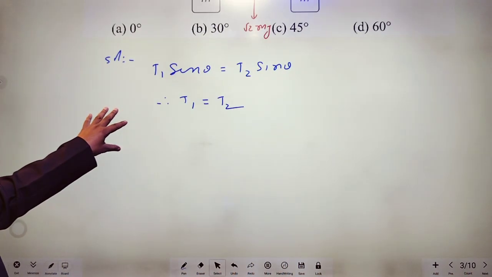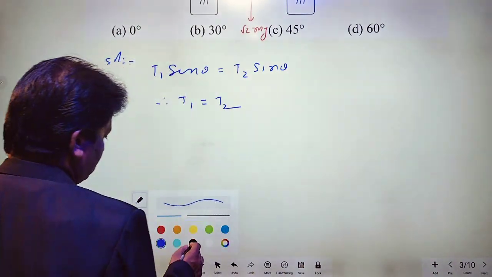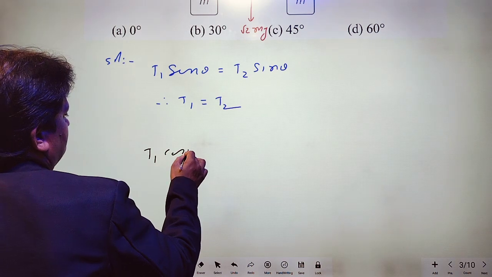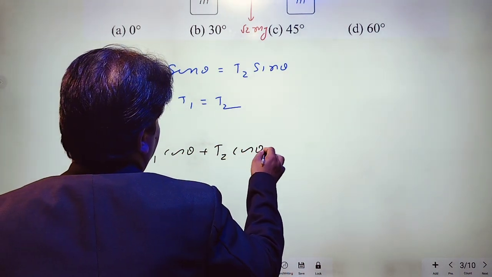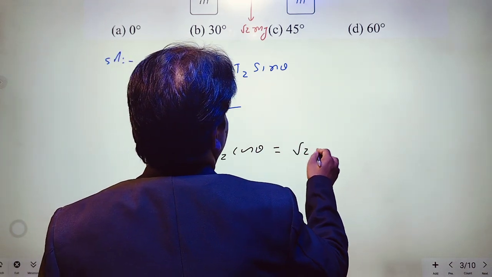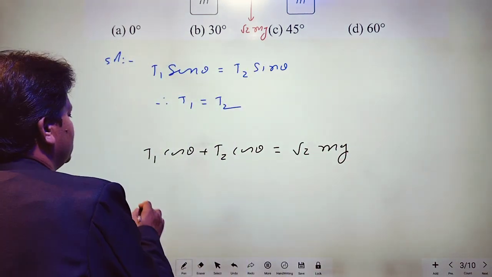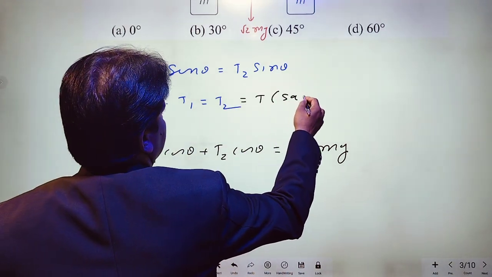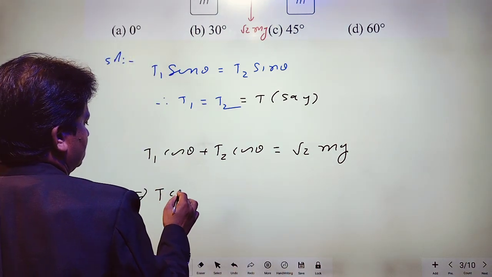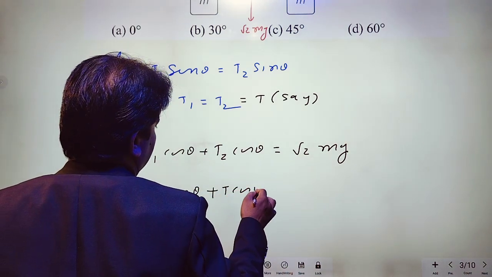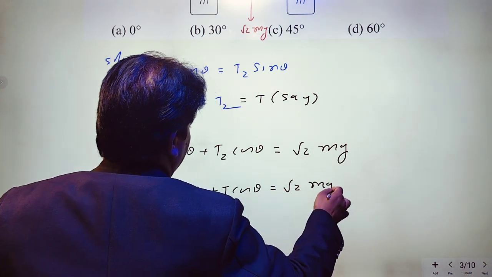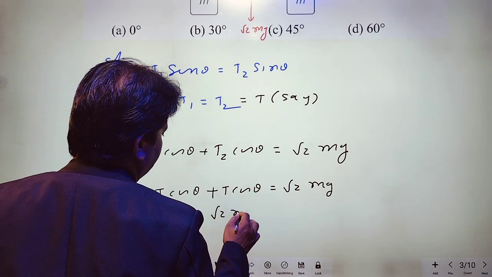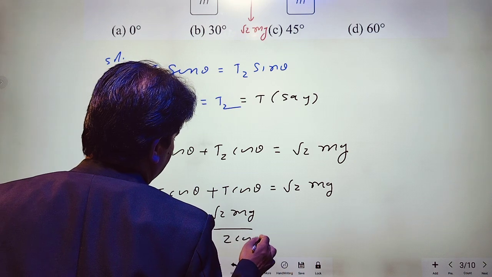Now, considering the vertical direction, T1 cos theta plus T2 cos theta is equal to root 2 mg. T1 is equal to T2. Therefore, suppose T cos theta plus T cos theta is equal to root 2 mg. Therefore, T is equal to root 2 mg by 2 cos theta.